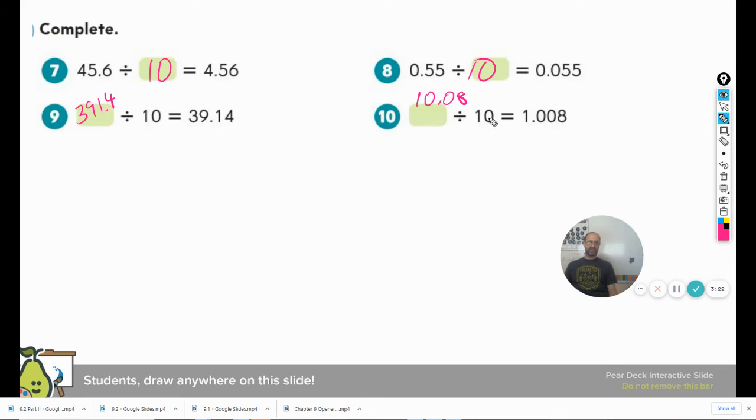Or this is just doing the multiplying. That times that is that. That times that is that. That times that is that. That times that is that. Opposites.